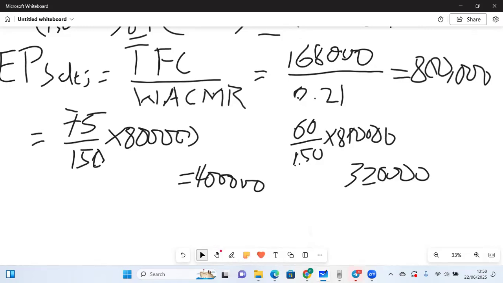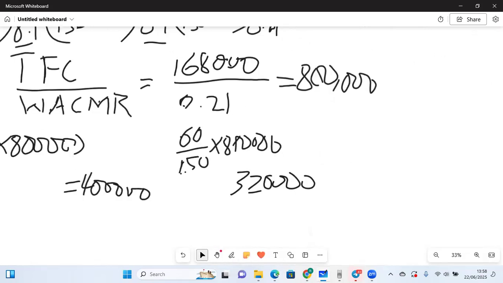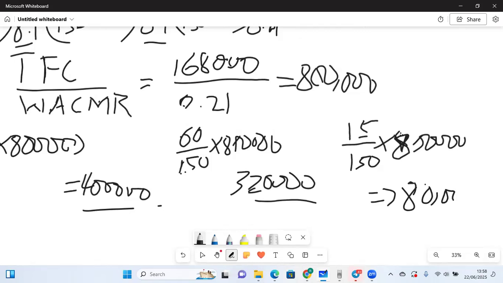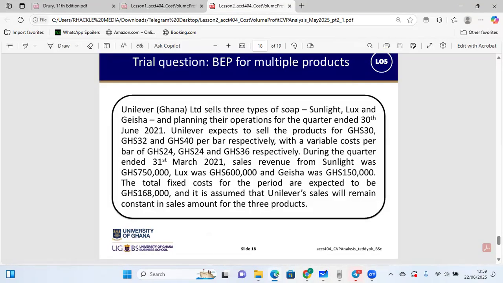Then the next one is going to be 15 over 150 times 800,000. And then we are going to get 80,000. So this is the individual sales mix. So this is the answer for this last question here.